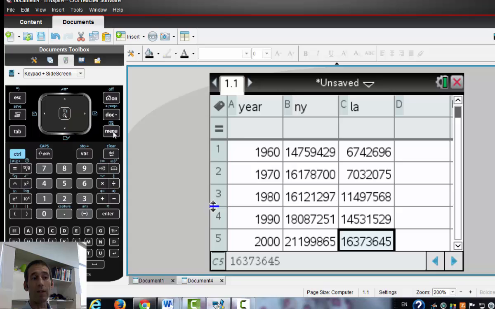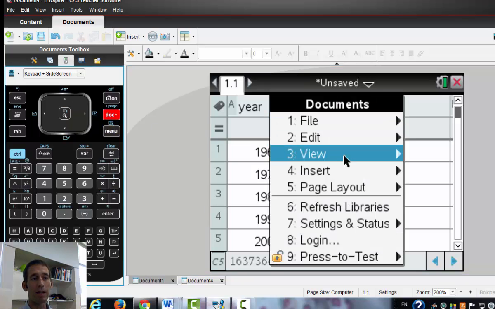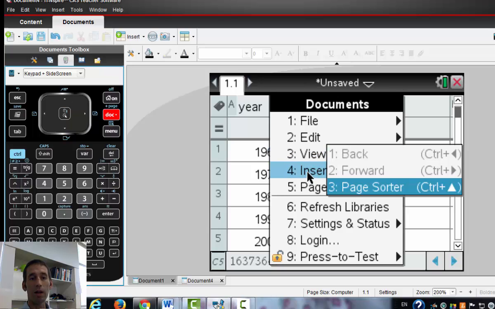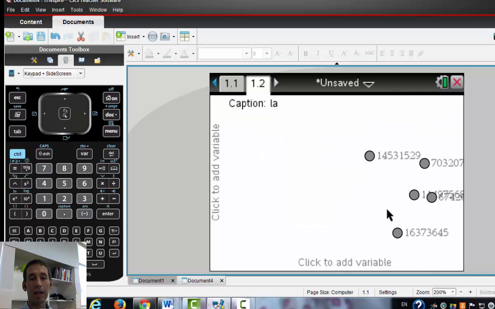So I want to graph these now. Take a look at them. To graph them, I'm going to hit document over here on the left and insert. I want to insert data and statistics. So we get this screen. These dots mean nothing. And I want to add my variable down here.